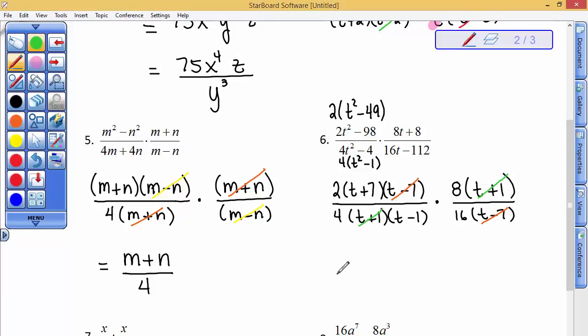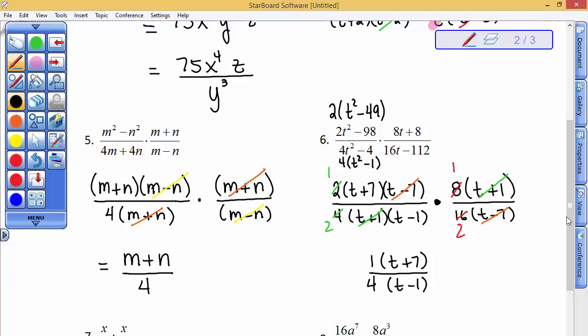I cannot cross these off. I could reduce these fractions right now. So I could say 2/4 is 1/2. And I could say 8 over 16 is 1/2. So I'm left with, in the numerator, all the numbers have disappeared besides 1. So I have 1 times t plus 7. You don't really need that 1. In the denominator, I have 2 times 2, and then this times 2 is 4. And then I have the t minus 1. That's the neatest way to write this.